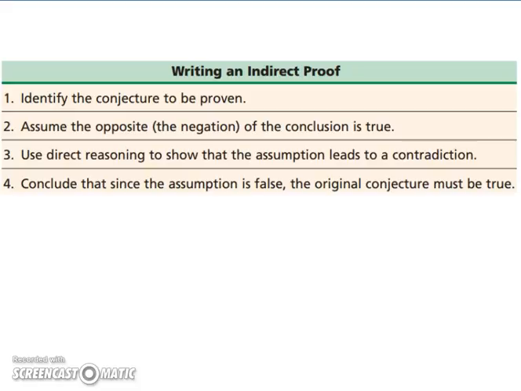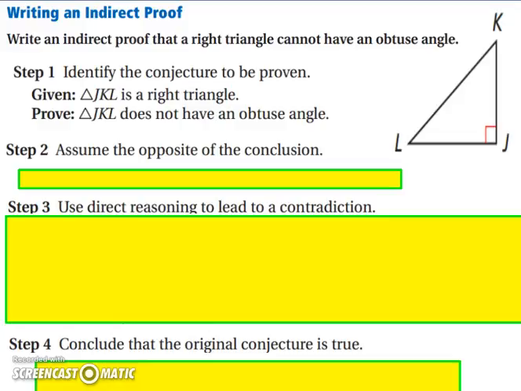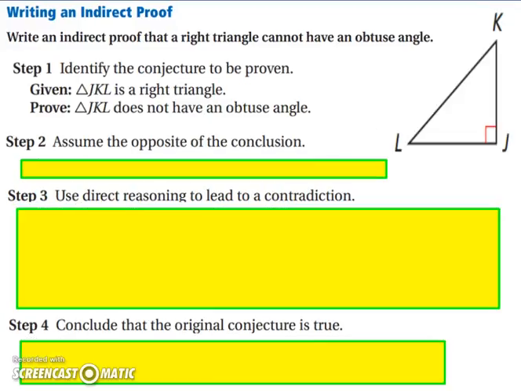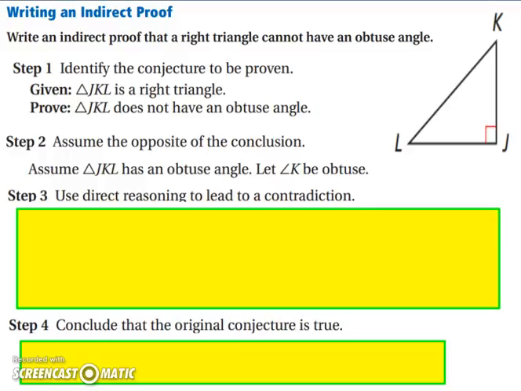Let's look at an example. Alright, so step 1, identify the conjecture to be proven. We're given that triangle JKL is a right triangle, and we want to prove that triangle JKL does not have an obtuse angle. So we're going to assume the opposite of the conclusion. So we're going to assume that JKL has an obtuse angle. It doesn't matter which one you let be the obtuse angle. For the purpose of this proof, we're just going to say let angle K be the obtuse angle.